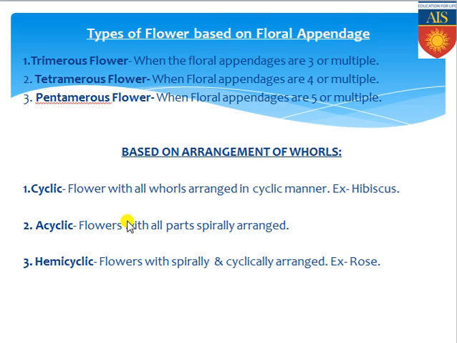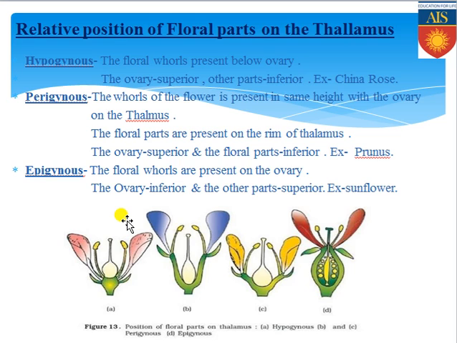Okay, coming to the next slide. Here we are categorizing the flower based on the position of the gynoecium, or the female reproductive part, or you can also consider it based on the relative position of the floral parts on the thalamus. So let's see. First one is the hypogynous flower. From the name you can understand that hypo means below and gynous means gynoecium. That means all of the floral whorls except the gynoecium are present below the ovary. For that reason these flowers are known as hypogynous flowers. The ovary is superior and the other floral parts are inferior.